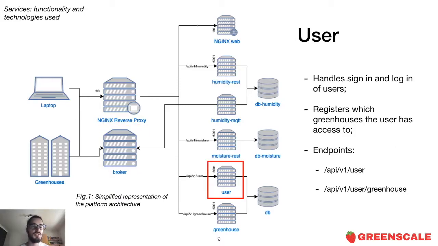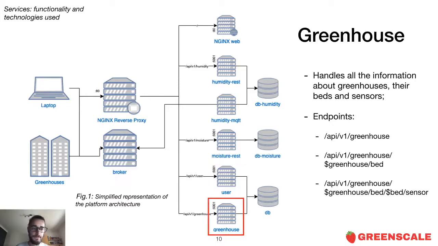User. The user service provides an API to the user's database through REST services. It handles the sign-in and the login of users. It also registers which greenhouse the user has access to. At this moment, there's no authentication in this service. I'm not very knowledgeable in authentication and web security, and the time to acquire that knowledge would overflow the time constraints to finish this project. So it's the biggest enhancement that needs to be done for the production build.